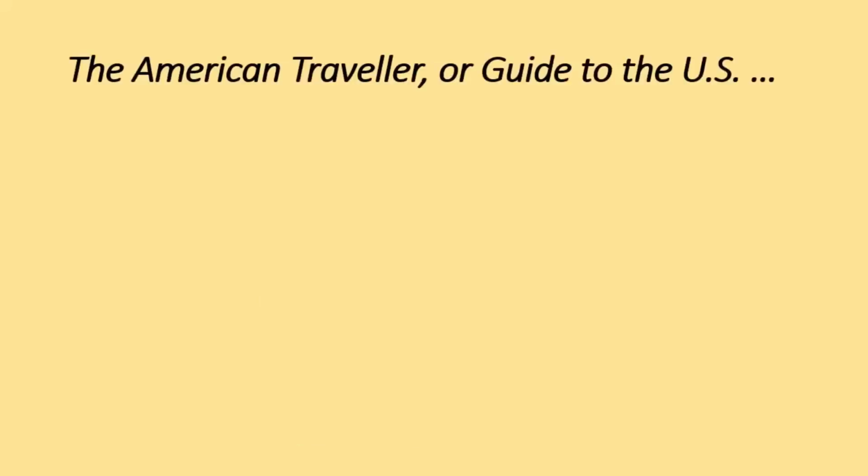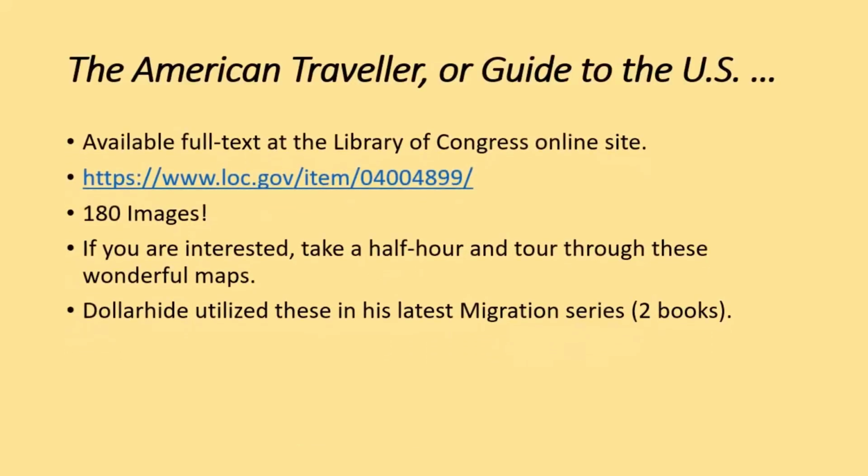So the American Traveler, or Guide to the United States, is available full text at the Library of Congress online site. And I would maybe copy this down, although I did include it in your notes. There are 180 images translated. That's maps. Take just a half hour and tour through those maps. If you're at the Library of Congress site, you could put in quotation marks at their search site the American Traveler, and I got it to come up for me by doing that. Just take a half hour, whip through these things.